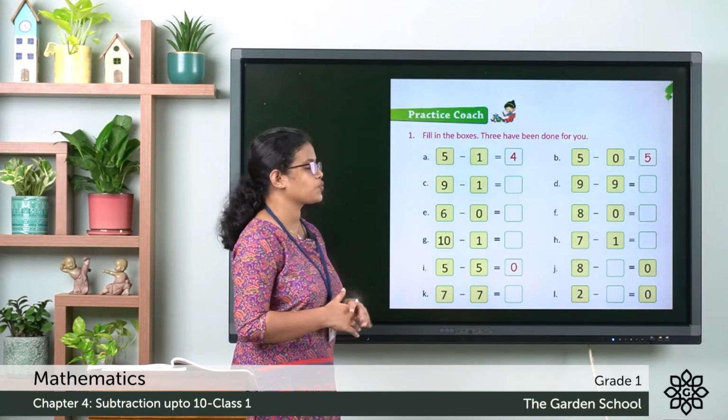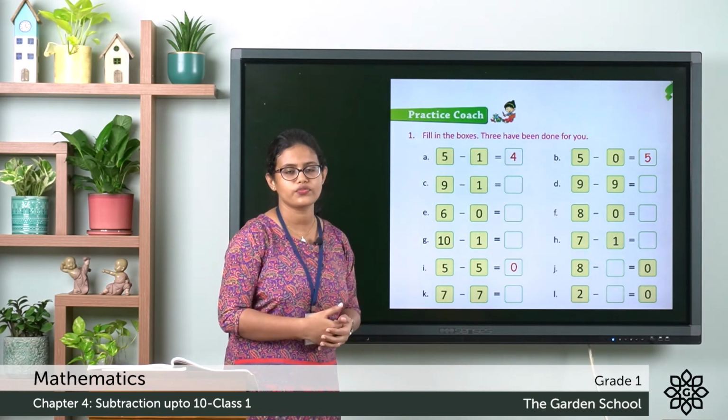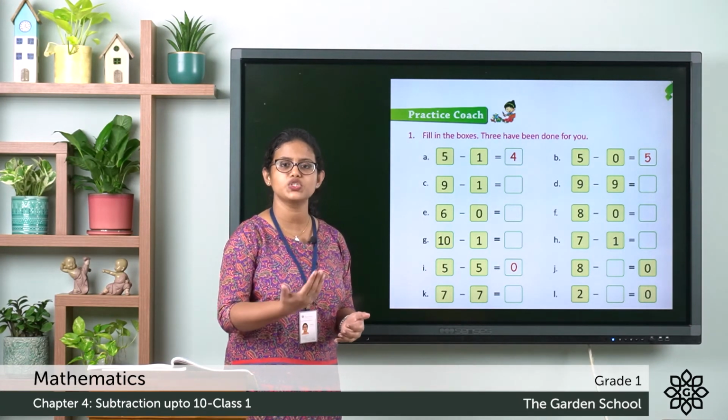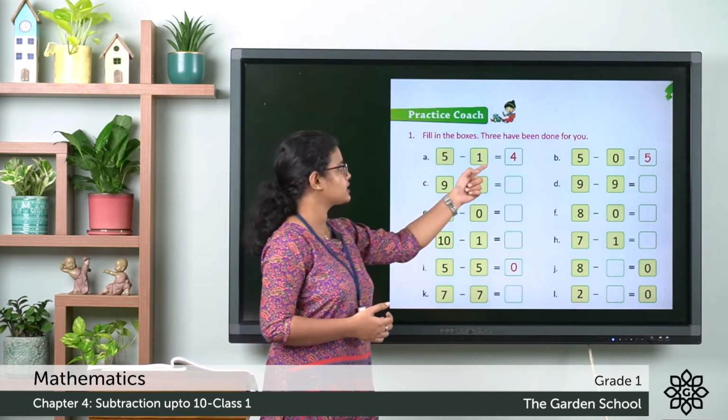So the first one is 5 minus 1. When you subtract 1 from a number, you get the number just before. So which number comes before 5? 4. So the answer is 4.